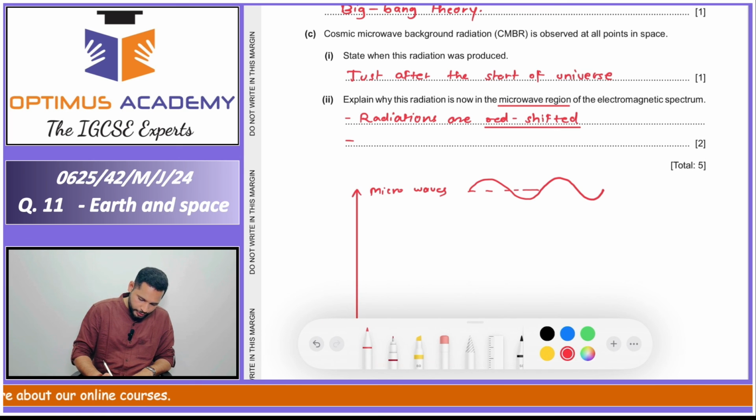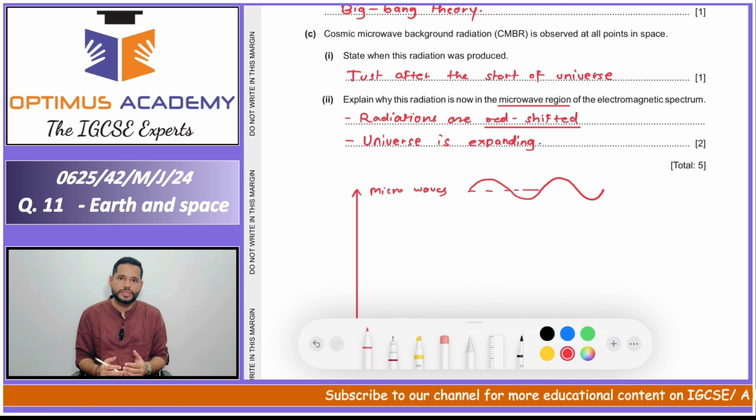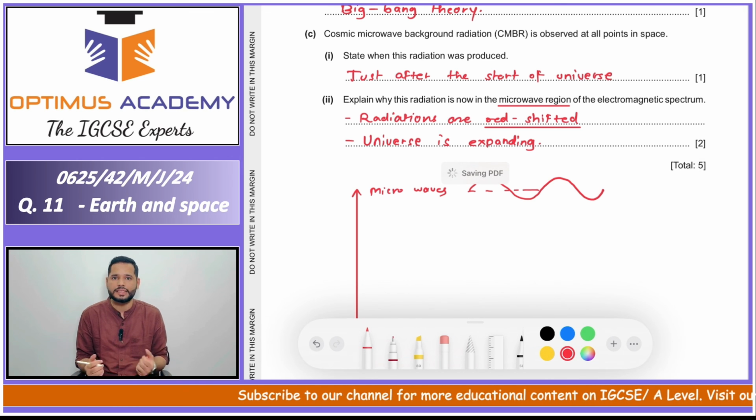And why is that so? Because the universe is continuously expanding, and as it is expanding, the particles are going away, the planets, the galaxies are going away from each other, and so the light coming from them can be seen as redshifted.